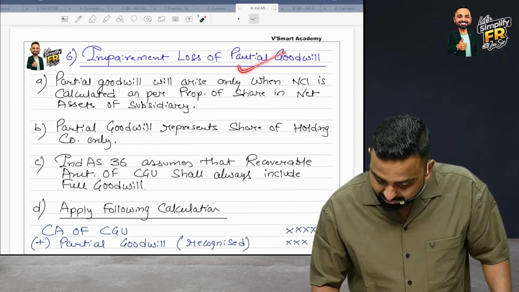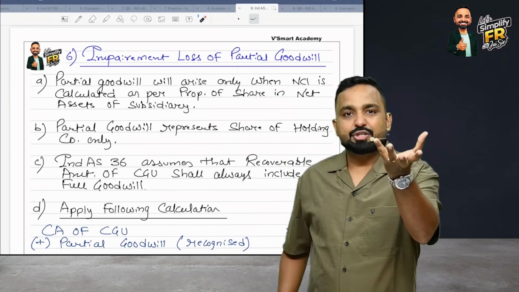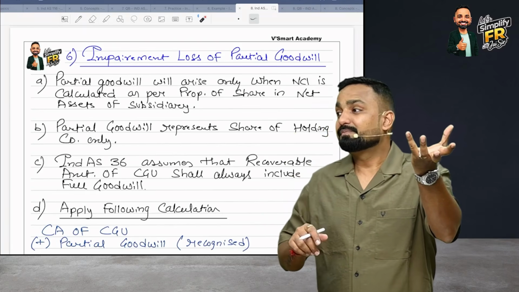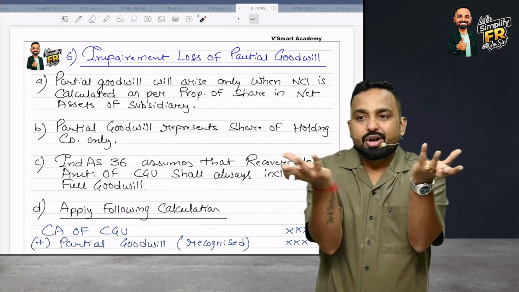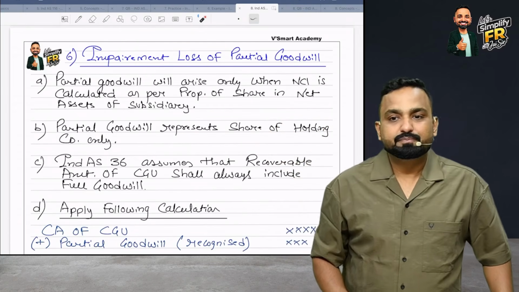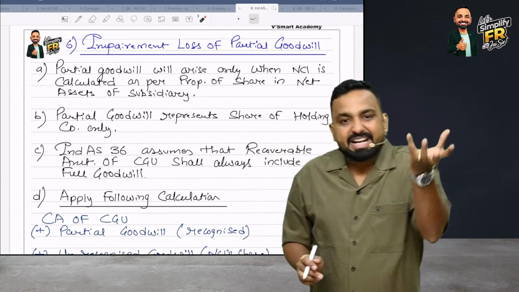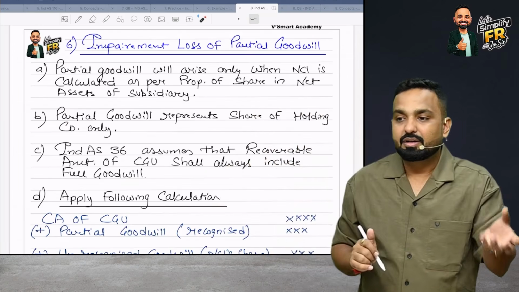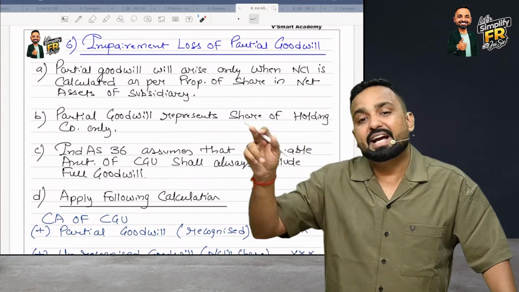If you have a partial goodwill, you included that partial goodwill in the CGU. Now the CGU includes partial goodwill, but Ind AS 36 always assumes that the recoverable amount is with the full goodwill. So the base is not the same. What will you do? In that carrying amount where you have already included partial goodwill, what will you add? You will add the unrecognized portion of goodwill belonging to NCI.